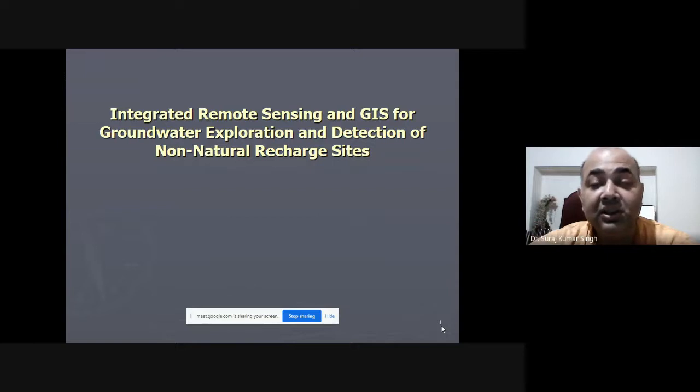and the GIS includes geographical information system where we'll be storing the data, capturing the data, analyzing the data, and manipulating the data to display the results of the sites where we are going for the groundwater exploration and detection using the various kinds of modeling tools that are available in GIS.